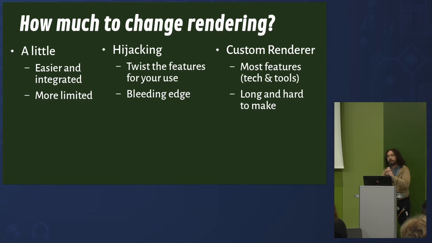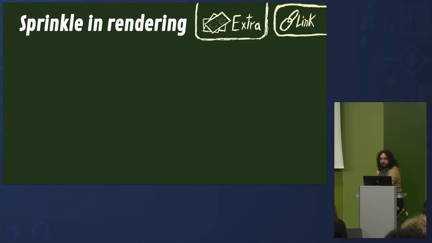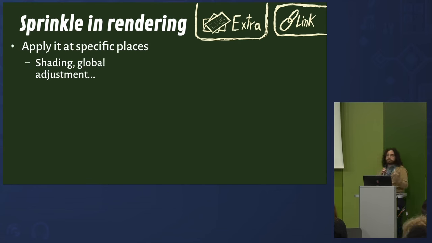It's like when you trick the renderer into actually doing what you want, but you have very little quality of life for that. You do live on the bleeding edge. So before going to that, I will do a little side note about what you can do with the rendering. You could apply it for specific things, like to do some shading, as we can see with shading control, or to do some global adjustments, like reduce the contrast at a distance.